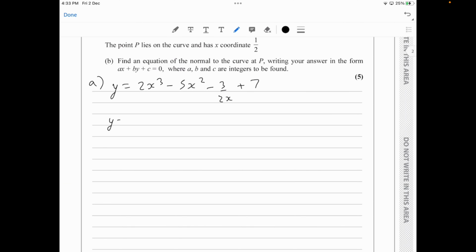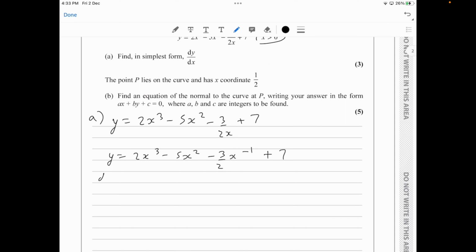So you're going to write y is equivalent to 2x cubed minus 5x squared minus 3 by 2 x raised to the power negative 1, since we know x is at the bottom, we have to make it on the top, plus 7. Now this is a nice way of writing it down at first. So after this, we have to do dy over dx. That's the first important part.